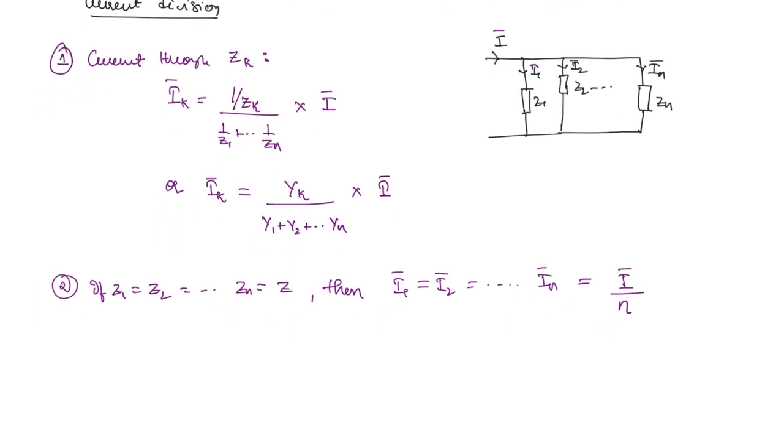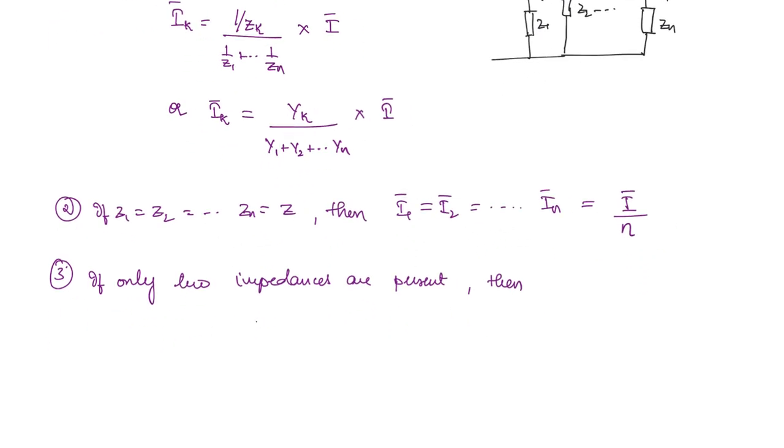And finally, when only two impedances are present, then what will be the current division? Then I1 bar is equal to the other impedance Z2 divided by Z1 plus Z2 into I bar, and I2 bar is equal to Z1 divided by Z1 plus Z2 into I bar.